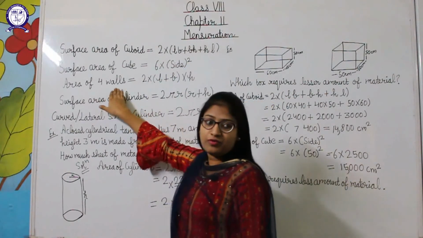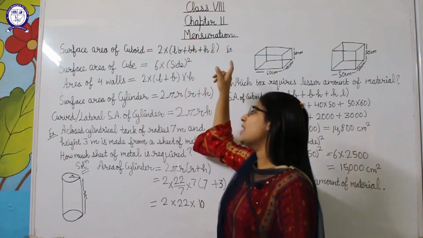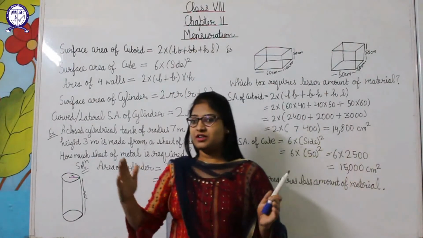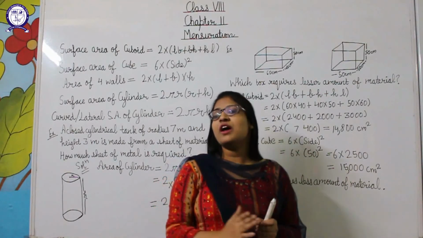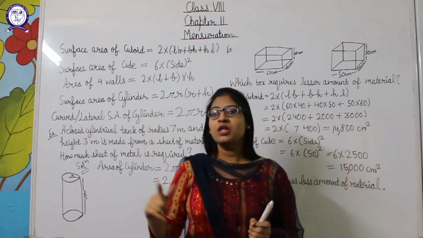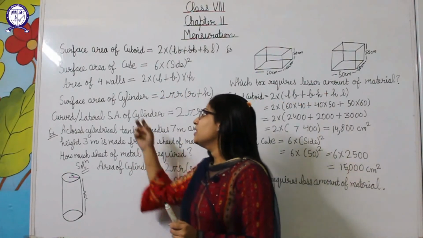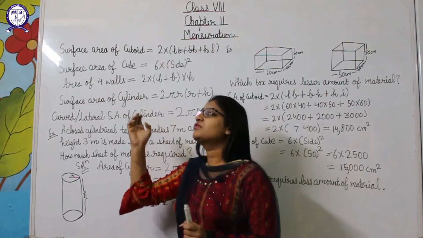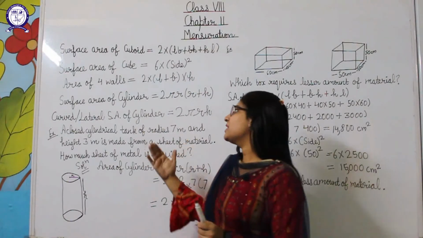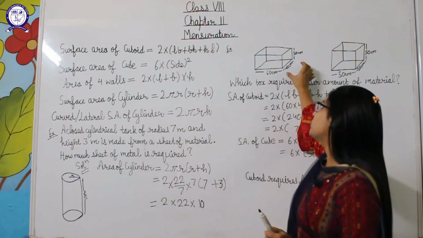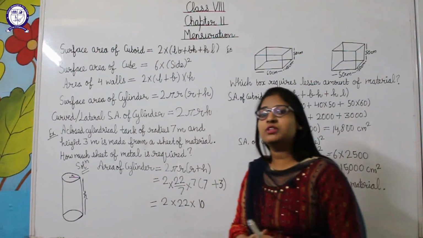Now the area of 4 walls. Area of 4 walls is equal to 2 multiply length plus breadth into height. Students, as you know, if you are sitting in a room, then the room is in the shape of a cuboid. If you have to find the area of only 4 walls, then its area will be 2 multiply length plus breadth into height. When we are finding the area of 4 walls, it means it is not including the ceiling and the floor. In the same manner, in the case of a cuboid, it will not include the top area and the bottom area of the cuboid.